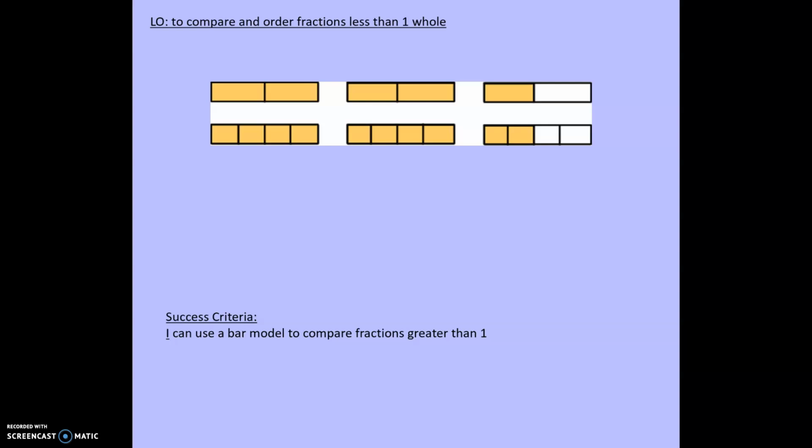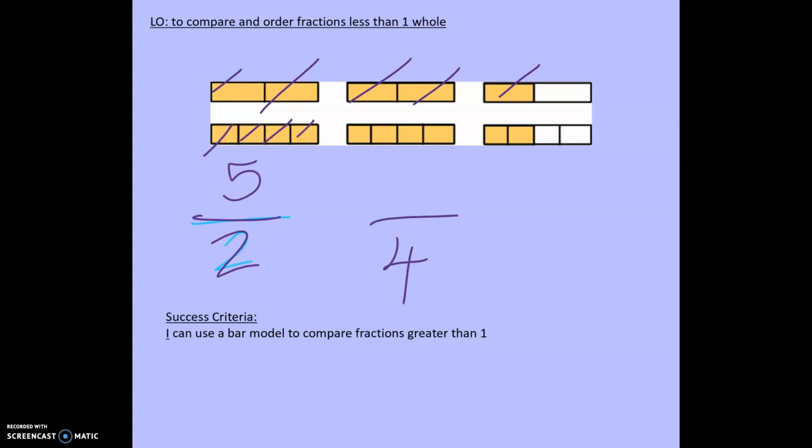So we've got two bars here. The first thing we need to do is work out what the fractions are. So on the top bar, my fractions are split into 2. Let's change the colour of my pen so you can see it. My fractions are split into 2. And I have 1, 2, 3, 4, 5 chunks coloured in. The bars on the bottom are split into 4. And I have 1, 2, 3, 4, 5, 6, 7, 8, 9, 10 pieces coloured in.